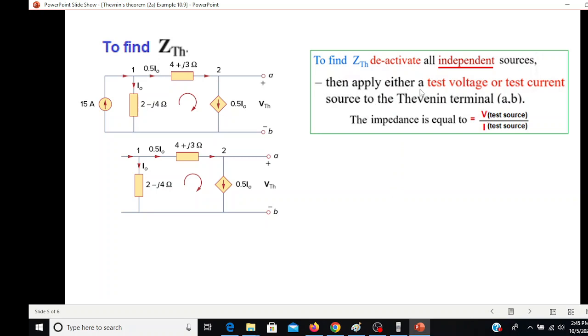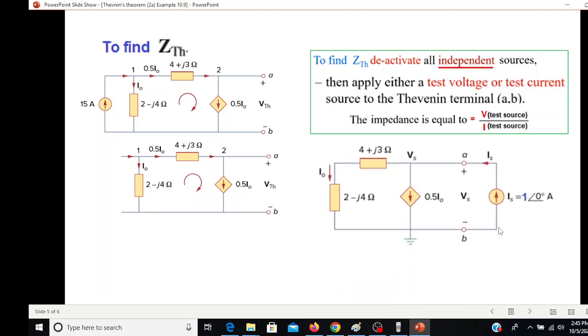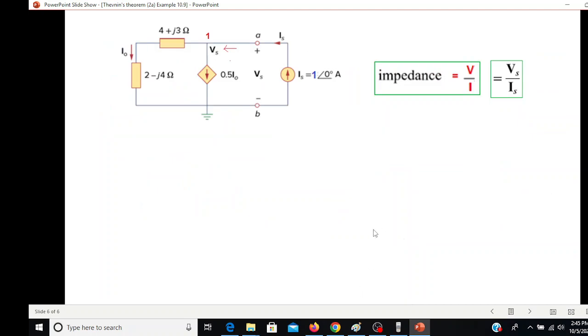And then the next step is to apply a test voltage or a test current source. Generally a 1 ampere current source or 1 volt source is used. So let's connect that. We are connecting a 1 ampere current source. This is our test source. And the voltage here, which was V Thevenin, we are naming it as Vs. Okay, now with this we can find the impedance if we know V over I, that means if we know Vs over Is. Is is already known, so all we have to do is find Vs from this circuit.